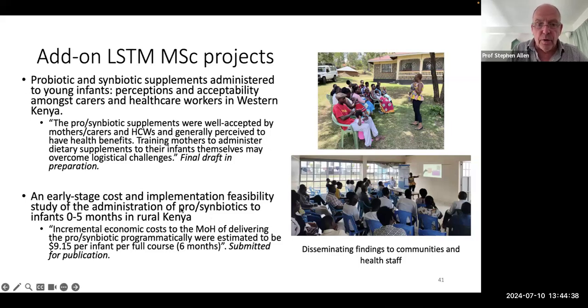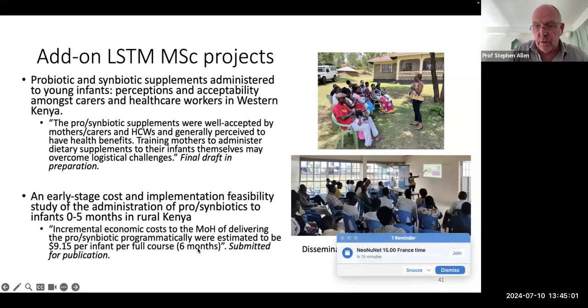We also did quite a complicated cost and implementation feasibility study, thanks to my colleagues in the Liverpool school. And to cut a long story short, without a cold chain and delivering the probiotic powders directly into the baby's mouth, the cost, with delivery in the community, is probably about $9 or so per infant for a 6-month course. That's the 32 doses we gave over 6 months. So we think this is quite affordable.